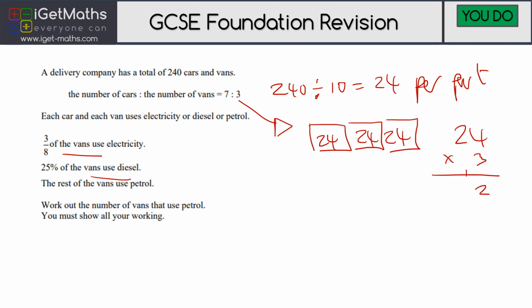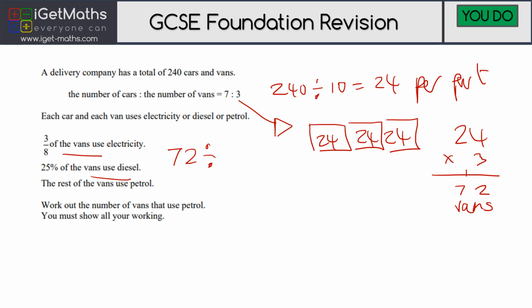Carry the 1, 3 times 2 is 6, plus 1 is 72. So we're looking at 72 vans. It says 3/8 of the vans use electricity. So we've got 72 divided by 8, the denominator, then we're going to times it by the numerator.